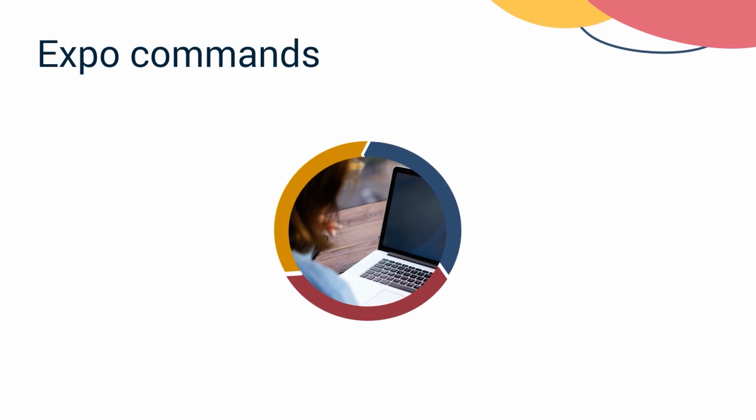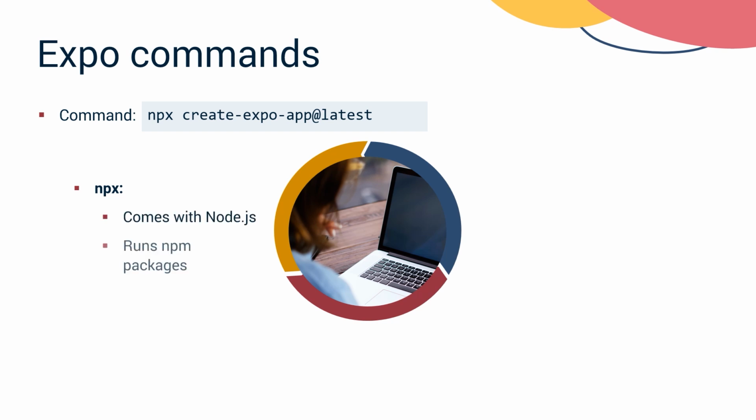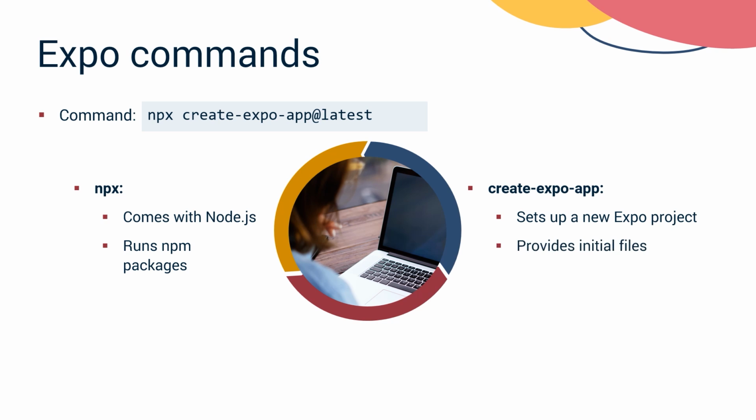Let's explore two Expo commands. The first command is npx create-expo-app@latest. Here, npx is a tool that comes with Node.js. It allows you to run Node Package Manager, or NPM, packages without installing them globally on your system. The create-expo-app package sets up a new Expo project by creating a directory structure, installing necessary dependencies, and providing initial files to start development. Then, @latest specifies the latest version of Create Expo App, which is used to ensure that you're working with the most current features and updates.